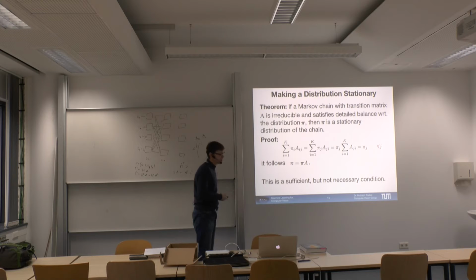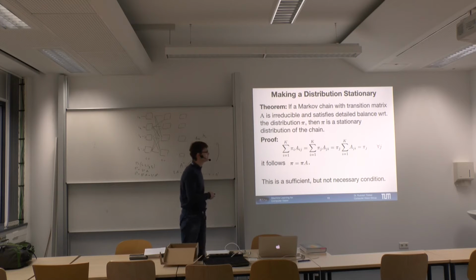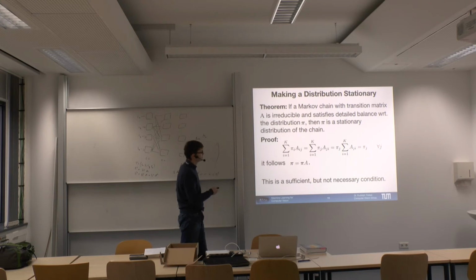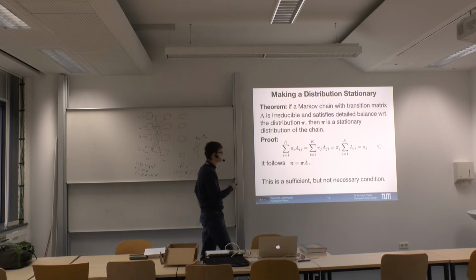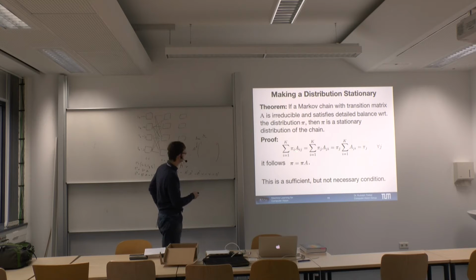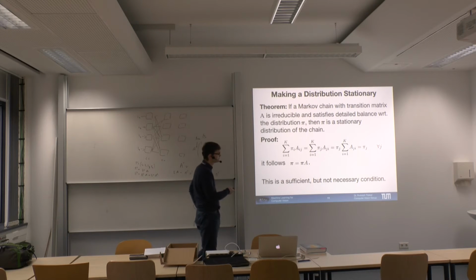And now this is the main theorem and a very simple proof that this actually works. So if a Markov chain with transition matrix A is irreducible, and we assume for now that this is always the case, and if it satisfies detailed balance with respect to the distribution, then pi is a stationary distribution of the chain. And the proof is very simple. If I can swap things here, what I actually do is I transpose A basically. So if for every state pi i this is true, this is the definition of detailed balance.